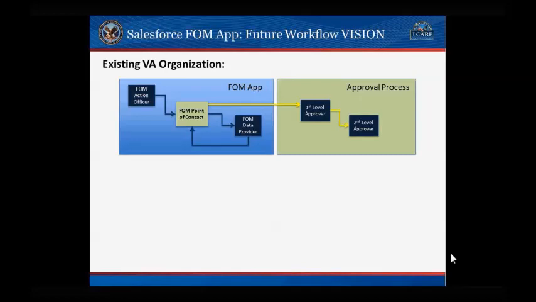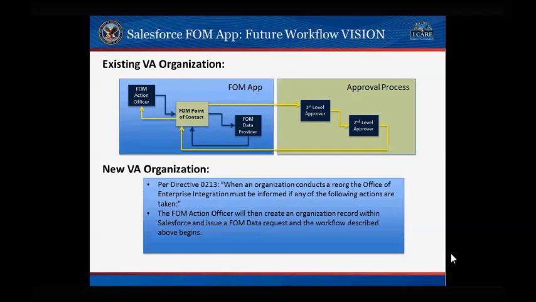Once the necessary levels of approval have been met, the record will come back to the FOM POC to be designated as complete, and the FOM Action Officer would be notified that the submission is final. Again, if your organization's record isn't established, the procedures discussed on the previous slide would need to be followed, and then the FOM workflow detailed above could be followed.